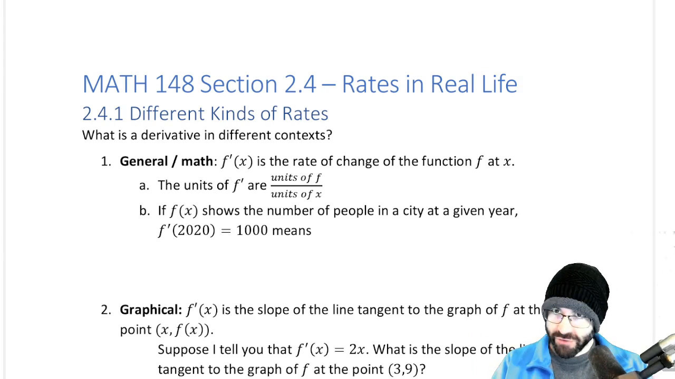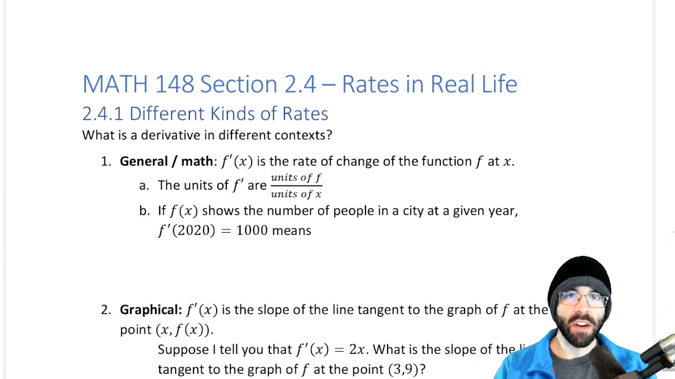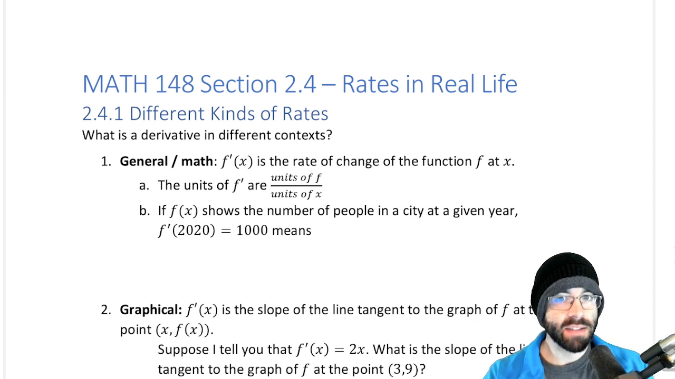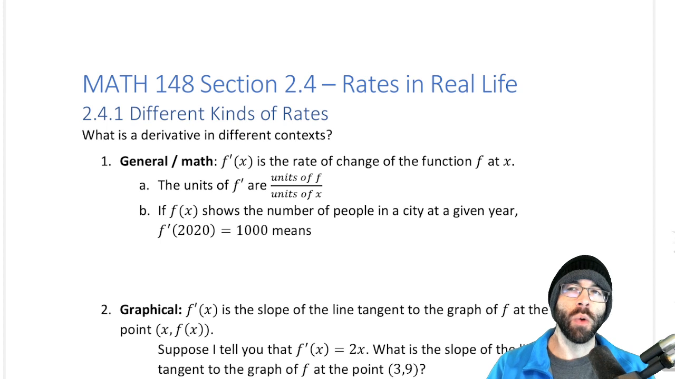All right, we've finally introduced the derivative. We know derivative is a rate of change. We know derivative is a slope. And now we're going to start talking about the derivative in a few different applications before in the next section, 2.5, we really talk about computing derivatives.